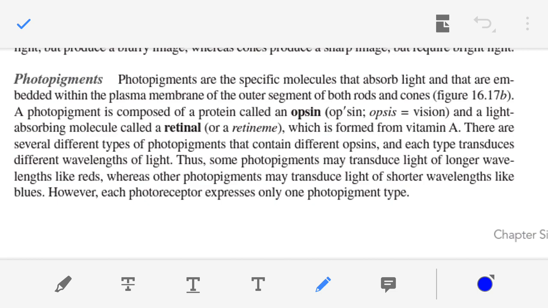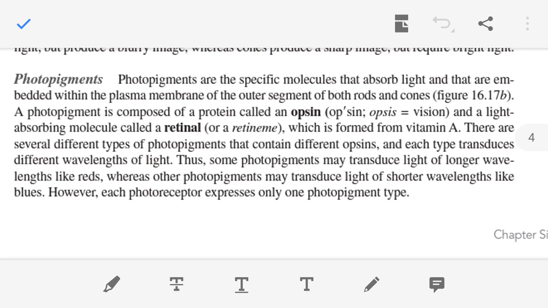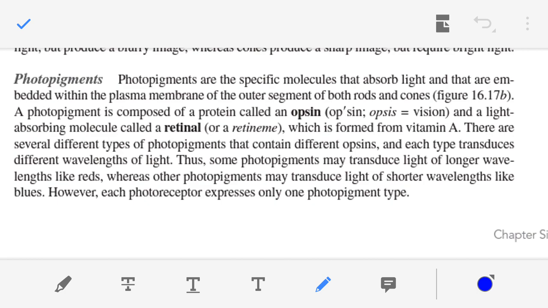See, photopigments are specific molecules, and these photopigments absorb light. They are embedded within the plasma membrane of the outer segment of the rods and cones. So we have seen in the figure the exact location. Now the photopigment.